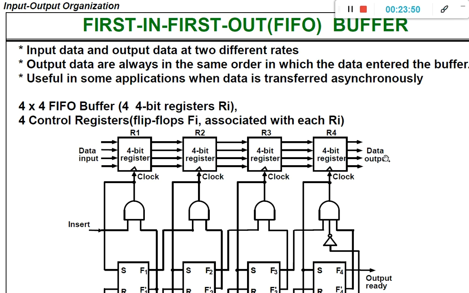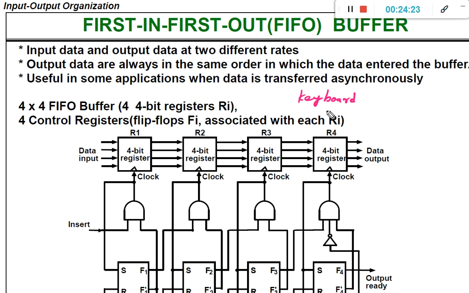The next topic is the first in first out buffer, FIFO buffer. Already we know what is meant by a buffer. So what is a buffer? It is a temporary storage area. What is the purpose of a buffer? It can store the data temporarily. The important feature of a buffer is it can input data and output data at two different rates. So for example, assume that we have a keyboard.